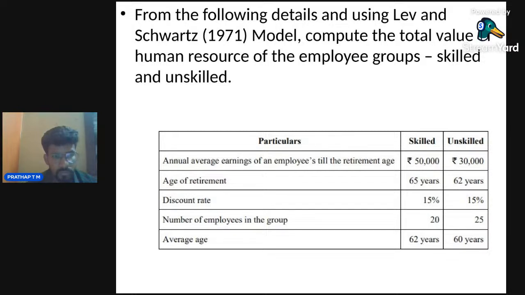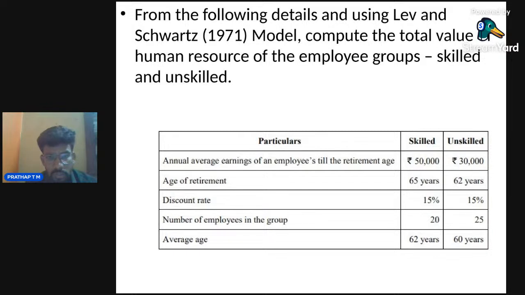Average age. But they mentioned that as average age, it is given 62 years, right? 62 years. This is 60 years, right? So here you just deduct it. 65 minus 62. That is 3 years.